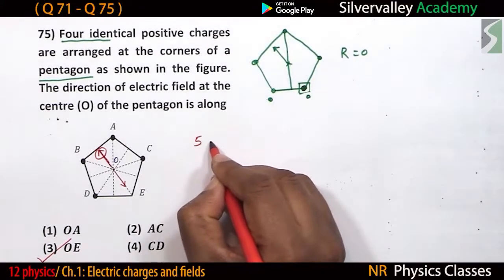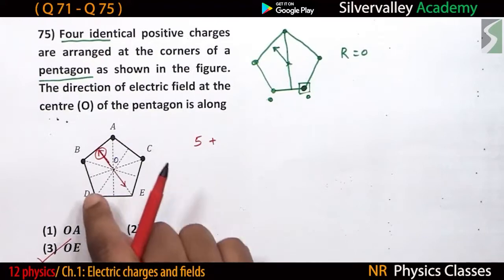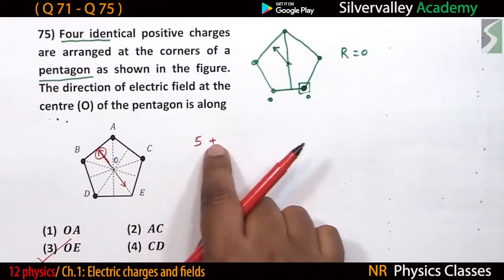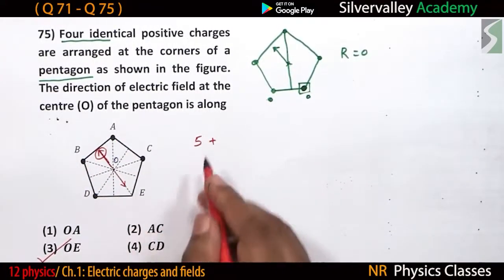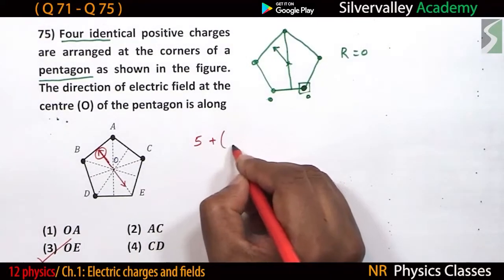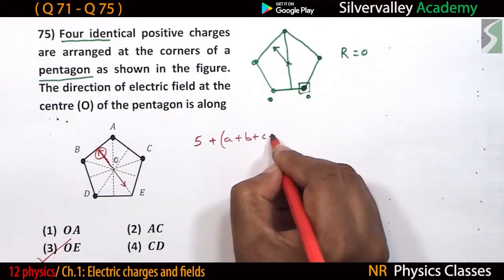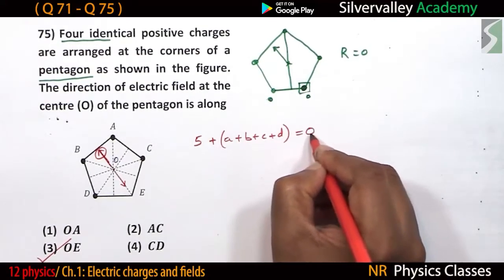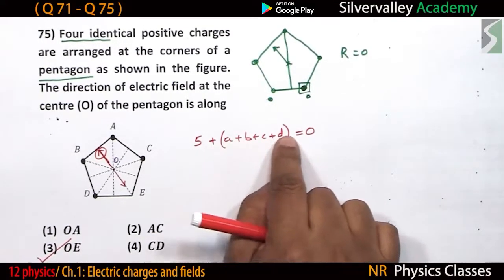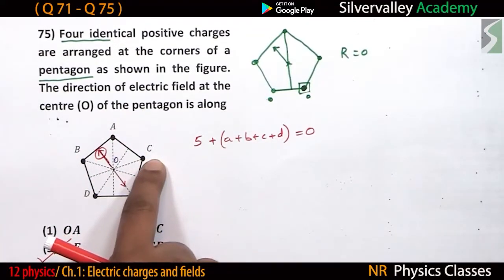There are 5 corners, right? Let me write 5 numbers. 5 plus A plus B plus C plus D should be equal to 0. See, A, B, C, D, A, B, C, D. Okay.